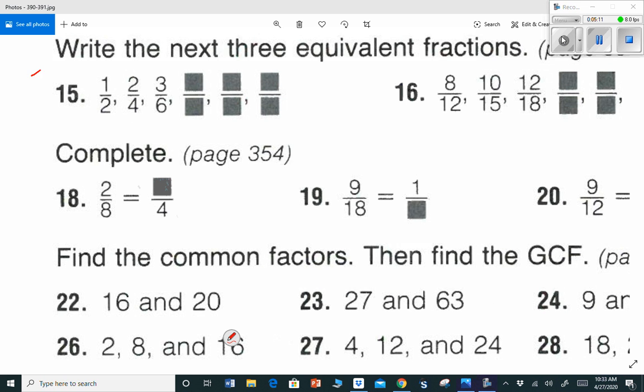Okay, the directions now tell us to write the next 3 equivalent fractions. I like number 15. It's got a 1 on the top and they're counting by ones. 1, 2, 3. So this is 4, 5, 6. And they're counting by 2's on the bottom. 2, 4, 6. So it's 8, 10, 12. And all that means is, remember I like to think about pizza. If you get half of the pizza, that's the same thing as getting 6/12 of the pizza. If they cut it into 12 equal pieces and you get 6 of them, you have gotten half. So all of these fractions are equal to 1/2.